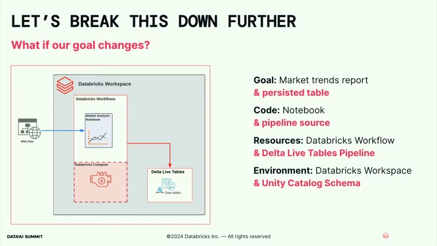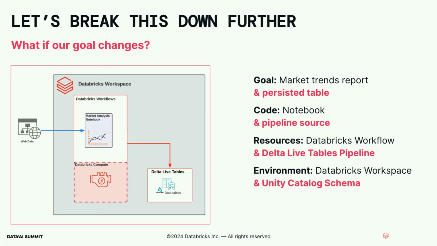So if the goal changes, say I have this market trends report, but actually the data that I'm getting is very valuable for other people that want to do downstream tasks on that data. All of a sudden my project becomes more complicated, and I have to think about the SLAs and the guarantees that I give for my users of that table, right? And the code will change, it will grow, right? I no longer have a single notebook, I now have a notebook, I have some source files for the DLT pipeline, maybe that's some SQL, maybe that's some Python. It could be a bit of both.